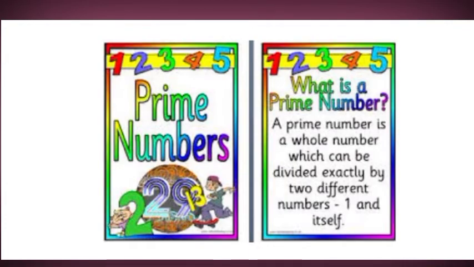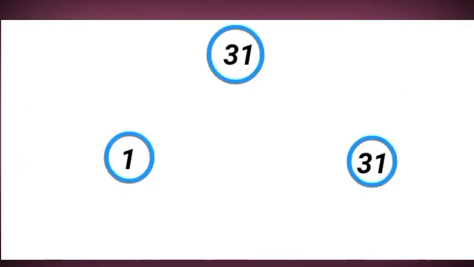We can say that a prime number is a number which can be divided exactly by two different numbers, one and itself. Such numbers are called prime numbers. In our example, 31 is a prime number because we can give 31 chocolates to one child, or we can give 31 chocolates to 31 children. That's all. So it has only two factors. This is called a prime number.